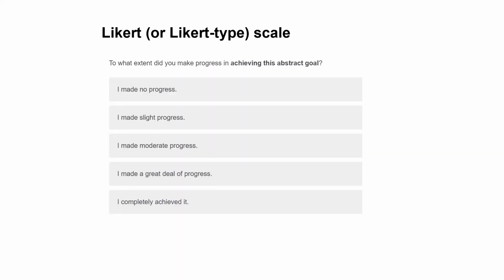Another example of a Likert scale, this time in a 5-point. To what extent did you make progress in achieving this abstract goal? No progress, slight progress, moderate progress, great progress, and achieved it. So you see, this is a Likert scale where it doesn't go from like disagree to agree. It goes from basically 0 to 100%. So it's an instance where you can look at this 5-point where you can still have a scale of how much has been done, how much someone is on a specific variable, a specific question.